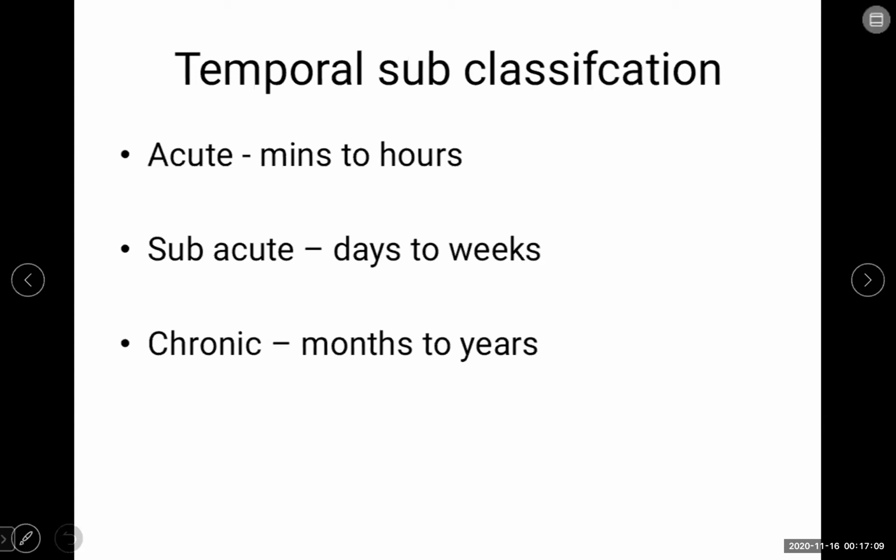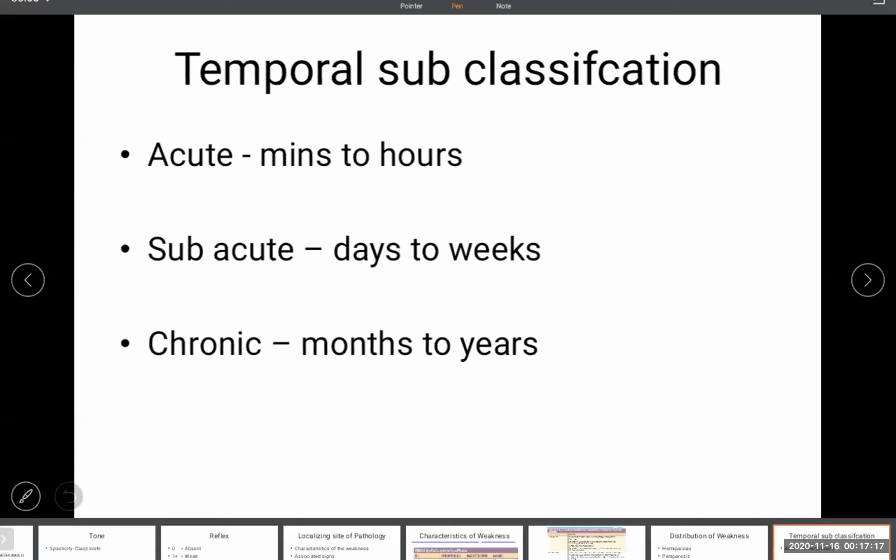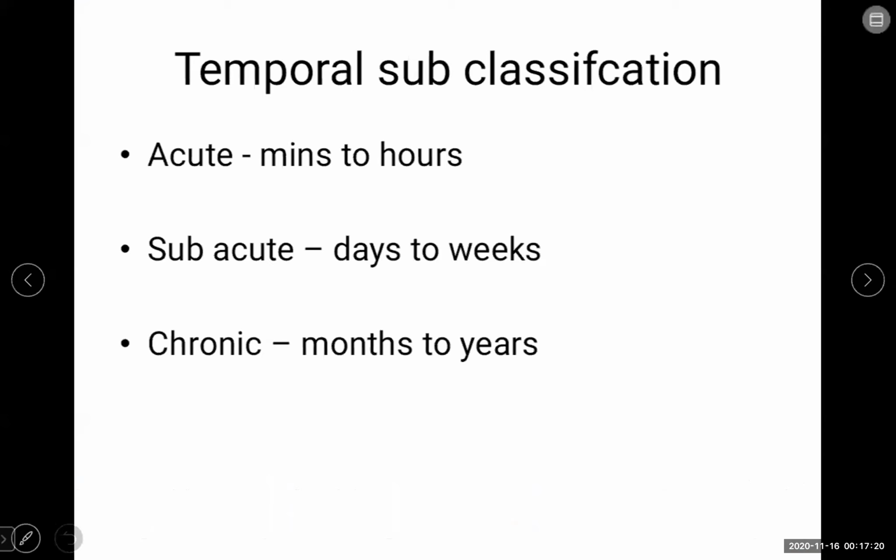Similarly, a cortical venous thrombosis involving the superior sagittal sinus can cause a paraparesis. So basically, I'm just giving a few examples on how you can categorize the lesion according to the temporal classification.